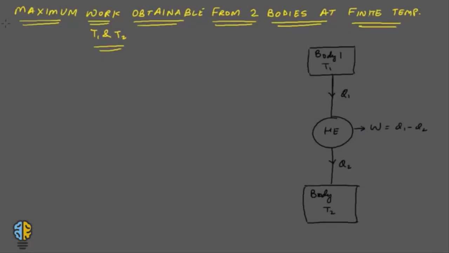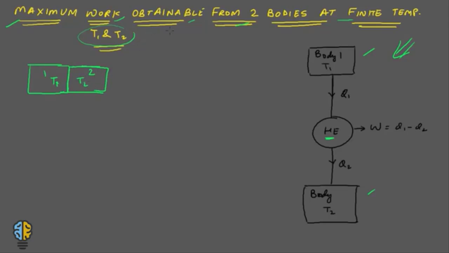Now let's talk about the maximum work obtainable from two bodies at finite temperatures T1 and T2. Now let us look at this diagram in which we have two bodies at T1 and T2. So for the moment, let us not consider that we have a heat engine in between these two bodies. Let's just assume that these two bodies are merely brought together into physical contact. So this is body 1 at T1, and this is body 2 at temperature T2.